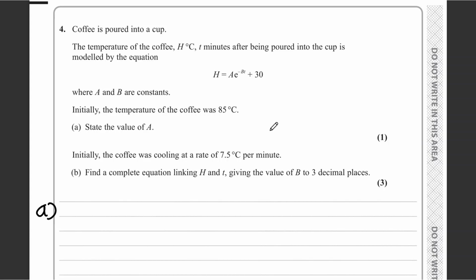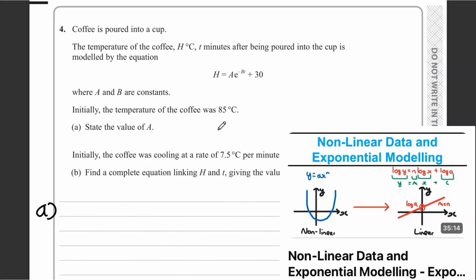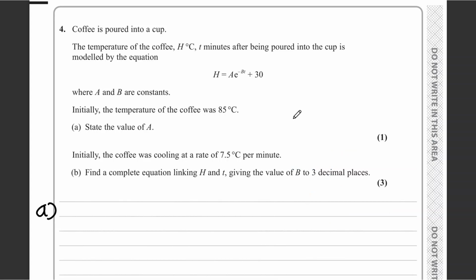So this is a question on exponential modelling. So the key to this question part A is this line here, where we're told initially the temperature of the coffee was 85 degrees Celsius. Now, whenever you see the word initially, you need to think that T is equal to 0. That's what this means. And we're told that the temperature of the coffee was 85 degrees Celsius. So here H is equal to 85. So therefore, to find the value of A, we're going to sub in these values into this equation here. H is equal to 85 and T is equal to 0.